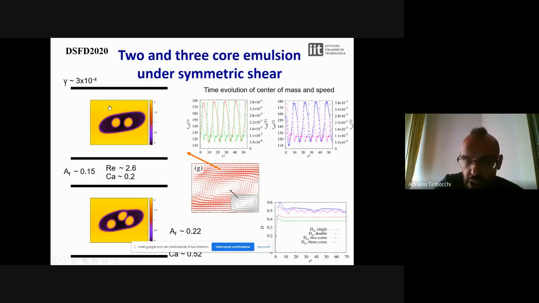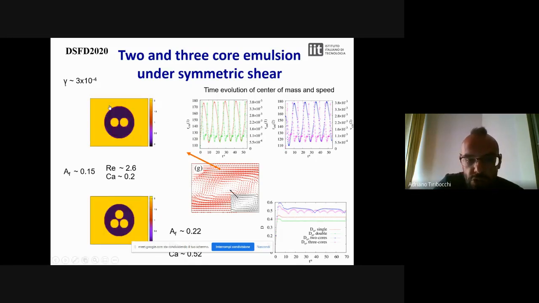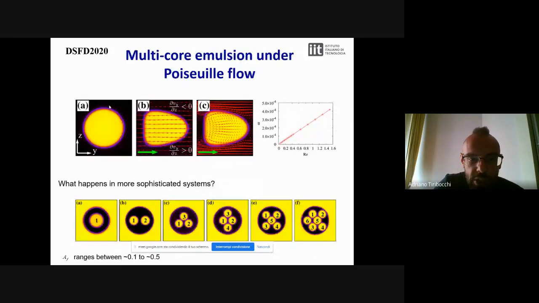So I think I have a few minutes to quickly discuss what happens when you impose a Poiseuille flow in a multiple emulsion. In the top figure, we have a rather well-established result. This is the typical equilibrium configuration of an isolated droplet. And this is another typical steady-state shape of the droplet under Poiseuille flow. This is called a bullet-like shape. The shape, of course, depends on the flow field, so this is one of the possible shapes.